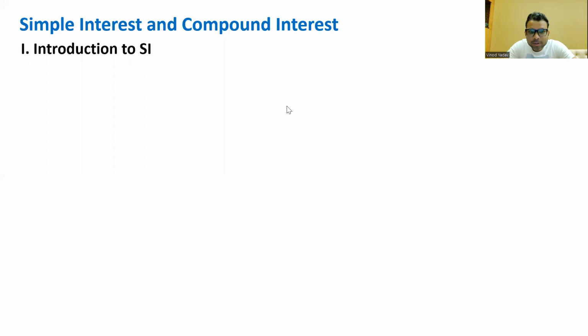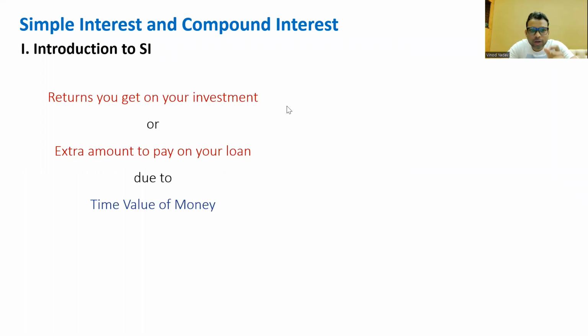So basically, ultimately, what is interest? The returns you get on your investment, the extra money apart from whatever you invest, or the extra money or amount you pay on your loan, and all this is happening because of time value of money. So you all know what is this time value of money. All right, let's go ahead.